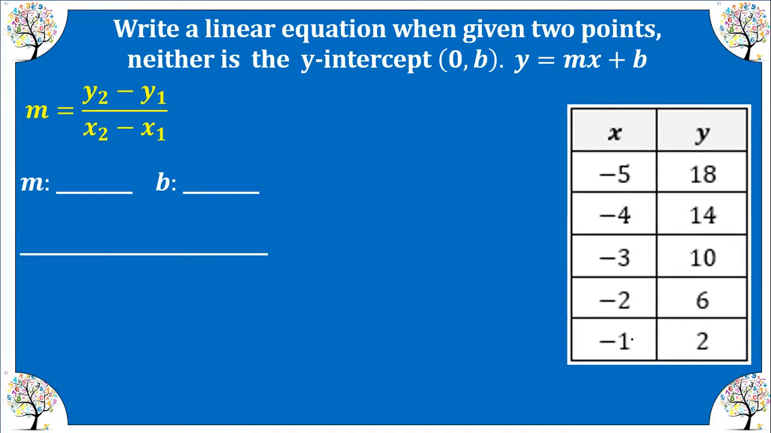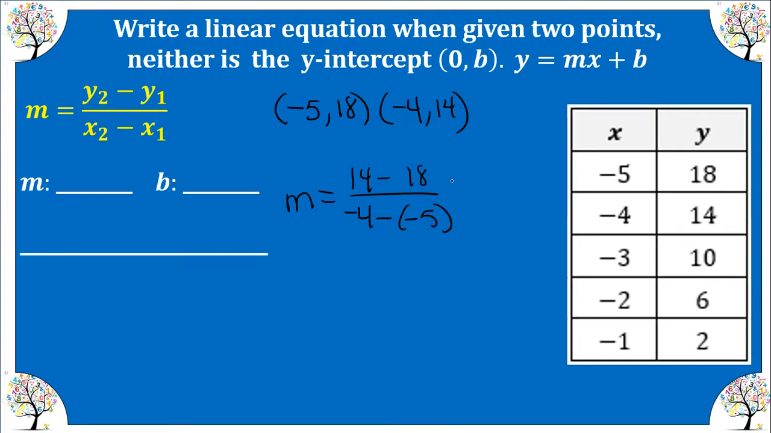Okay, again, we have a table of values. I don't have the y-intercept. My x is not 0. So the only thing we can do at first is find the slope. 14 minus 18 over -4 minus -5. So my slope is -4. Now, here we have y equals mx plus b. I need a value for y, m, and x because I don't know the b. I'm just going to pick this first ordered pair to plug in for x and y.